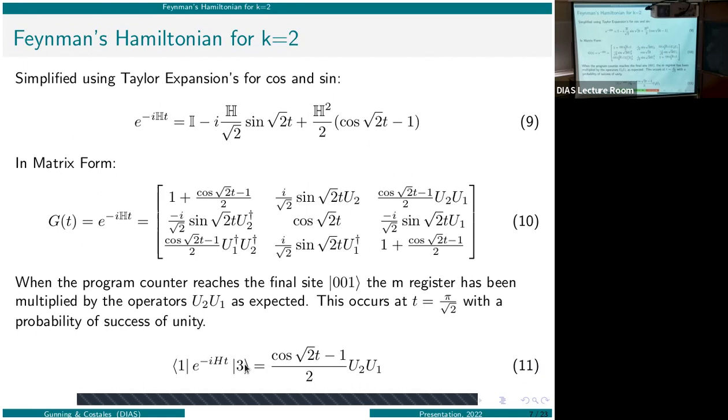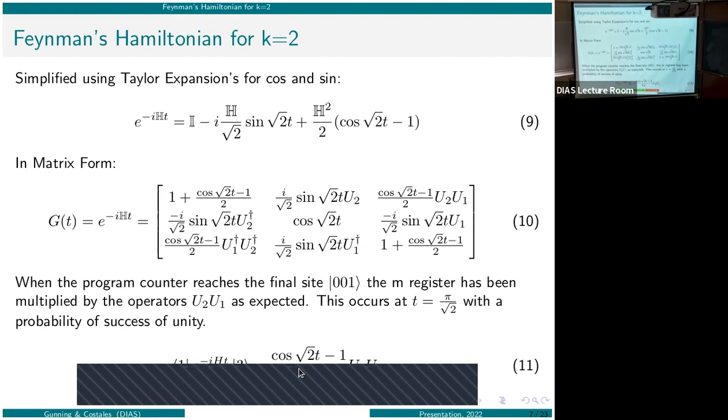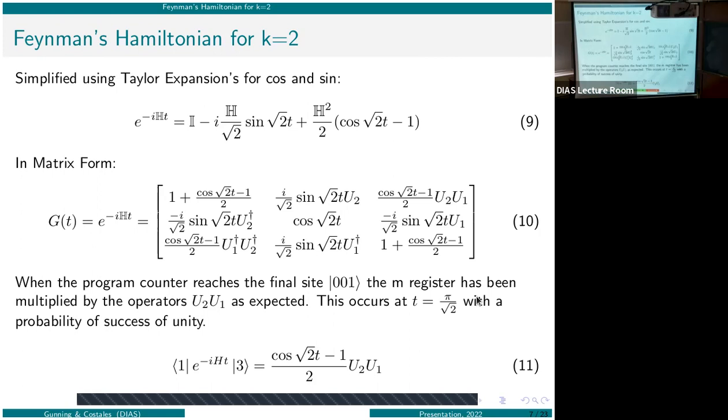So the probability that we can get this is, if we start at an initial state and apply a time evolution operator, we want to work out the probability that it ends up in this final state. What this also corresponds to is the 1-3 element of our matrix G of T, which is shown here. So we can extract this out and then get the probability by taking the absolute value squared. And this will cancel out the unitary operators and we'll be left with that coefficient there. So we're going to try and maximize this, as we want the maximum probability that it will complete. This is going to occur at a time T equals pi over root 2 with a probability of unity. This is going to be the only case when, if we check at this time, we have a 100% chance that the computation will be complete.